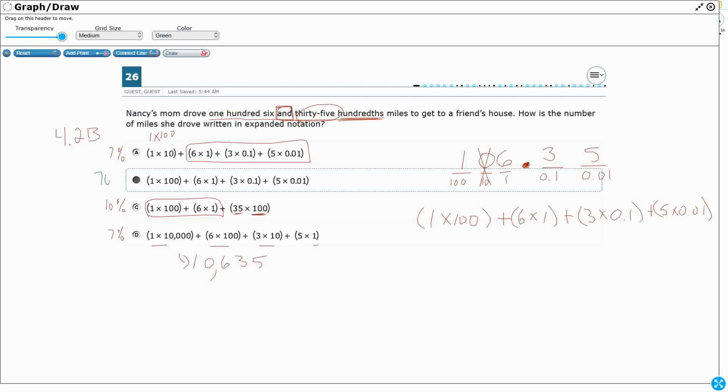We had 76% of our students. Way to go, Texas. 76% of our students got that right. This is tied for our second easiest. So we did really good on that. So kudos to all of the teachers that are helping our students with expanded notation.